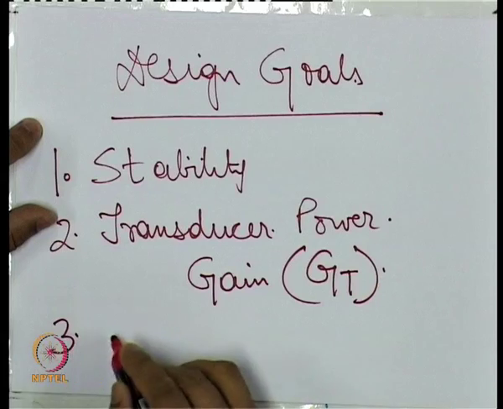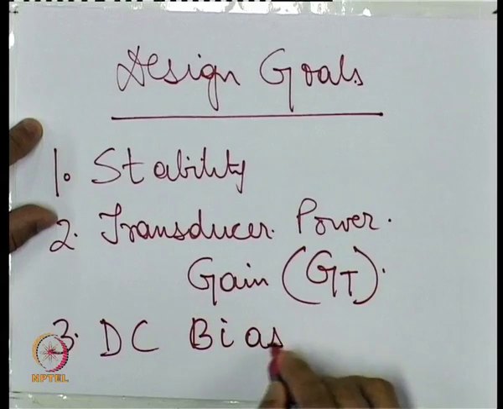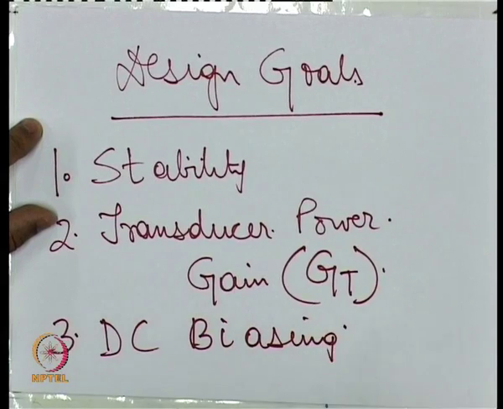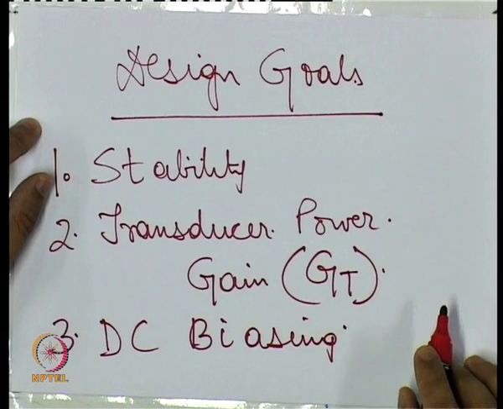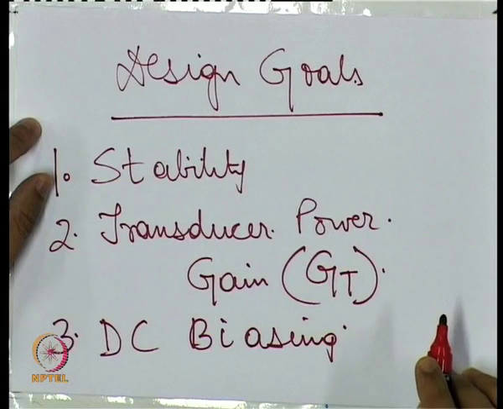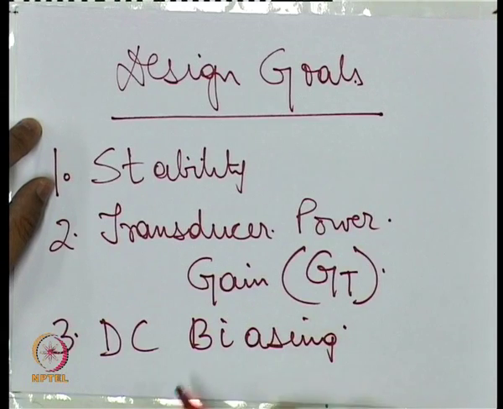Then DC biasing, that is another important goal, because all active devices need to have a proper DC supply for them to work. Unlike passive devices, which simply work on the input power, active devices need a separate DC biasing.